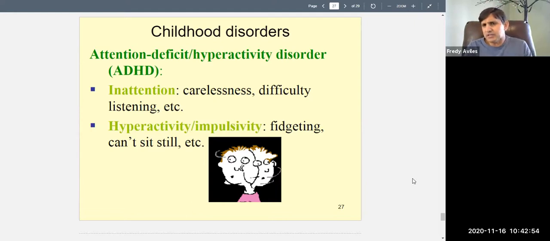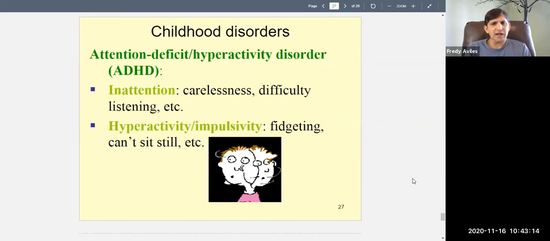Attention deficit hyperactivity disorder. You've heard about it. ADHD. Two key symptoms here: inattention, right? They're careless. They have difficulty listening, difficulty concentrating. Short attention span. Hyperactivity and impulsivity: fidgeting, can't sit still, etc.